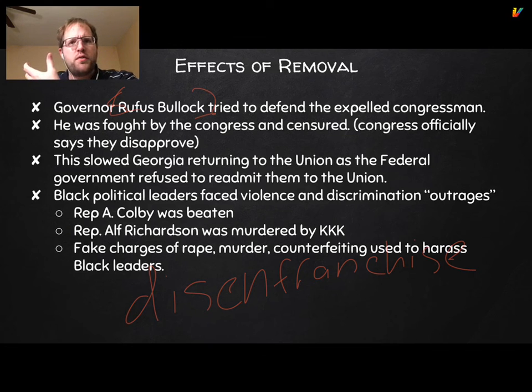Basically, this is going to really sort of hurt the politics of Georgia for a really long time and lead to sort of a political division because of this. If you look right here, some of those representatives, it says that they were beaten. Alf Richardson, it says, was murdered by the Ku Klux Klan, and then others were arrested. So this was a horrible situation that really sort of hurt Georgia politics for a long time.